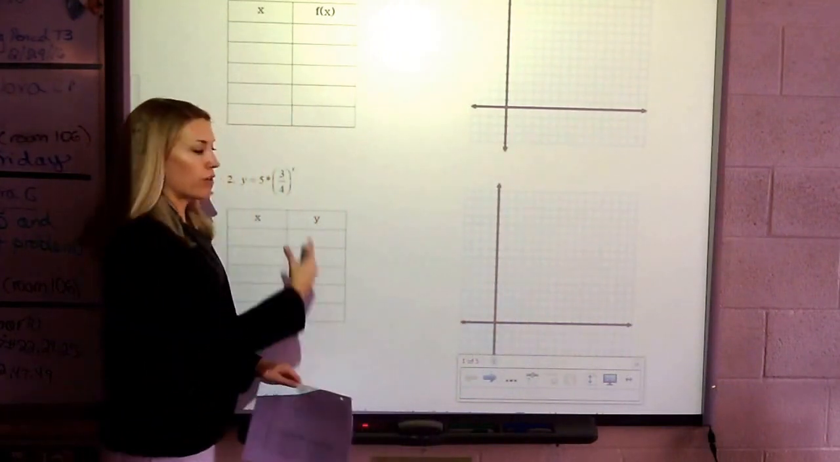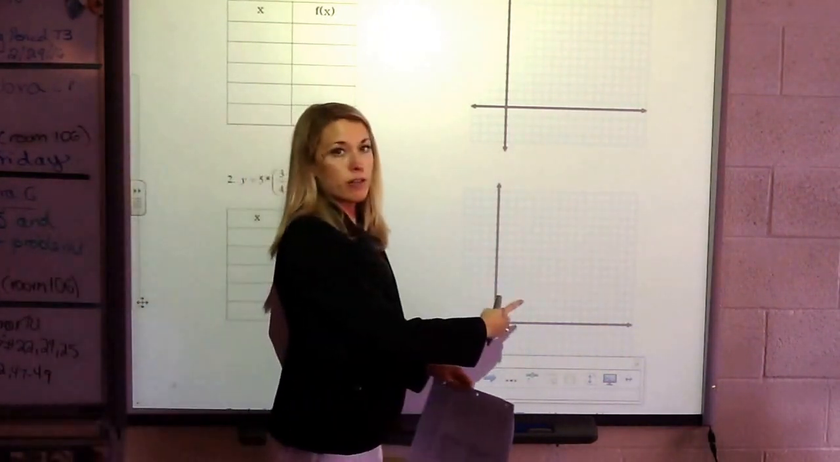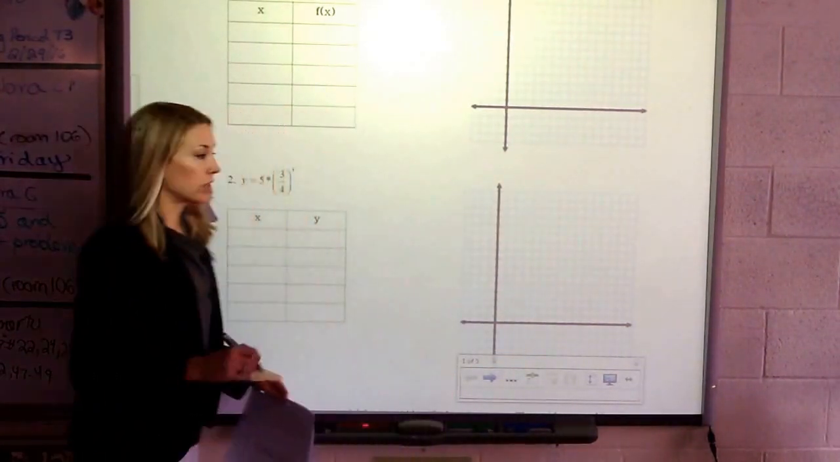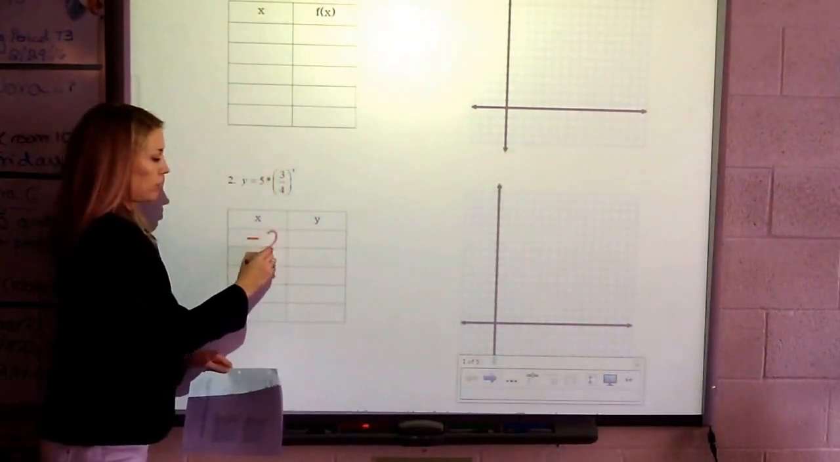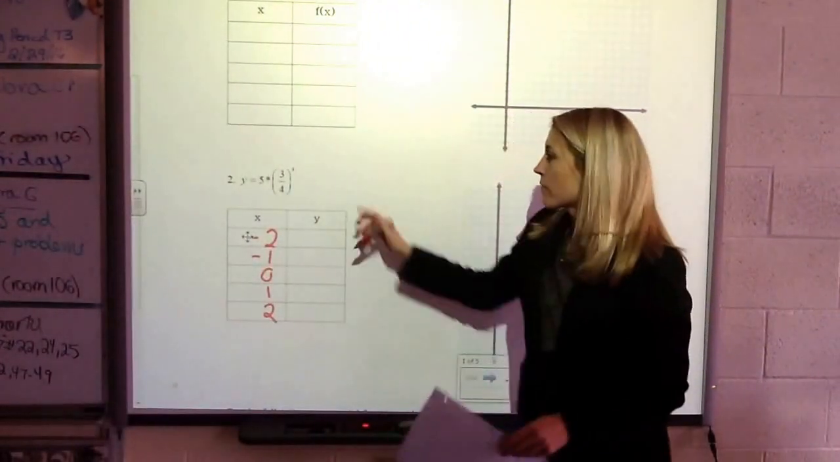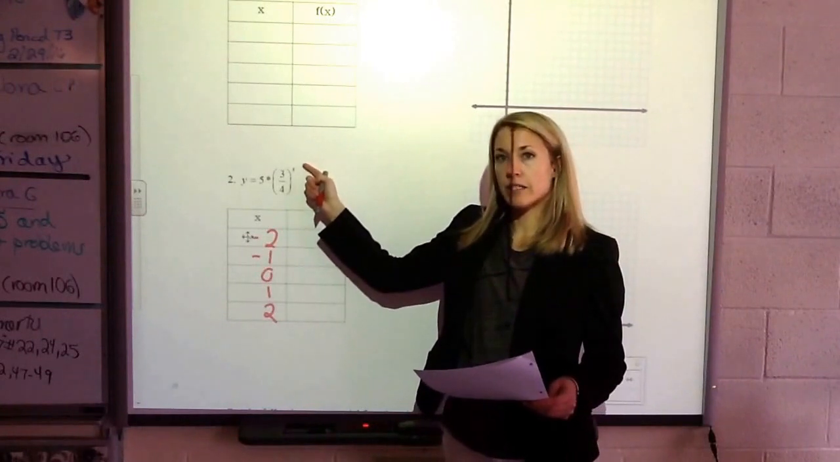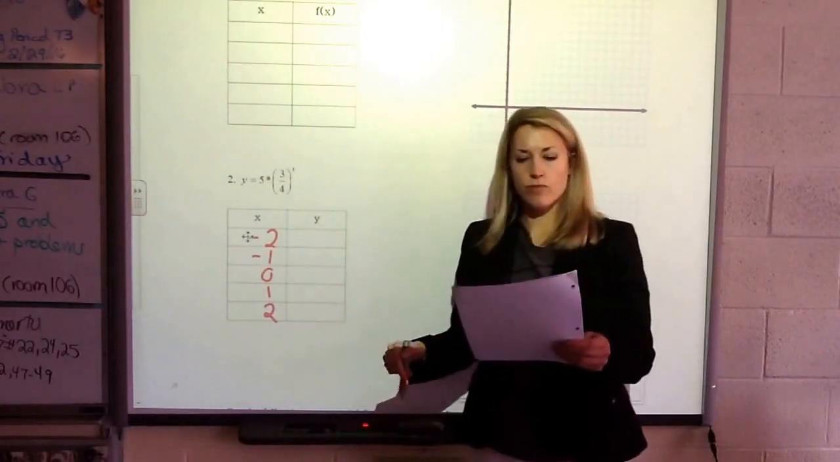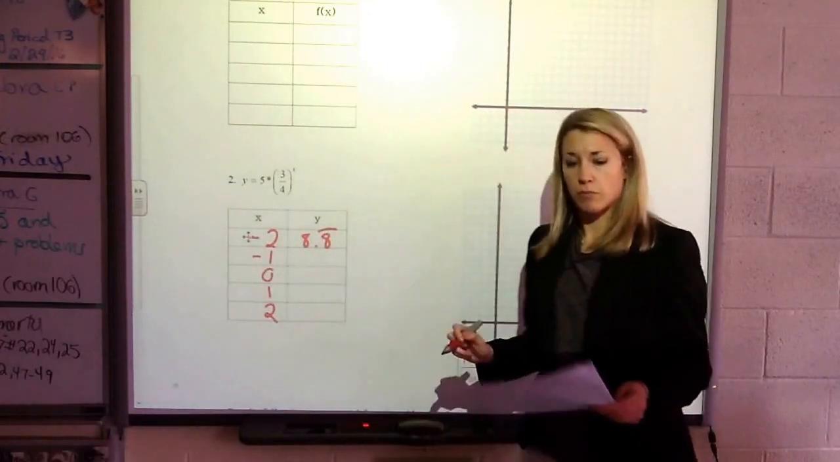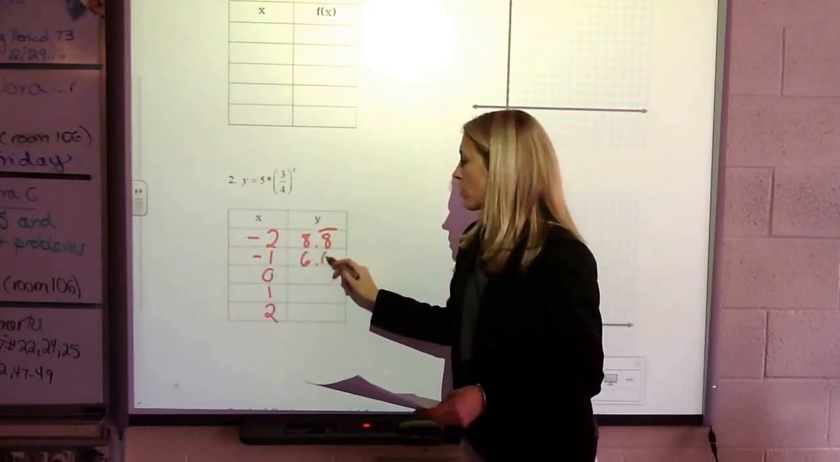I'm going to be checking for your table, scaling on the graph, that your exponential doesn't cross the x-axis, and that it's plotted correctly. So remember, we plug in -2, -1, 0, 1, 2. Plug it in here, in for x, and you're going to get outputs. You could round these.